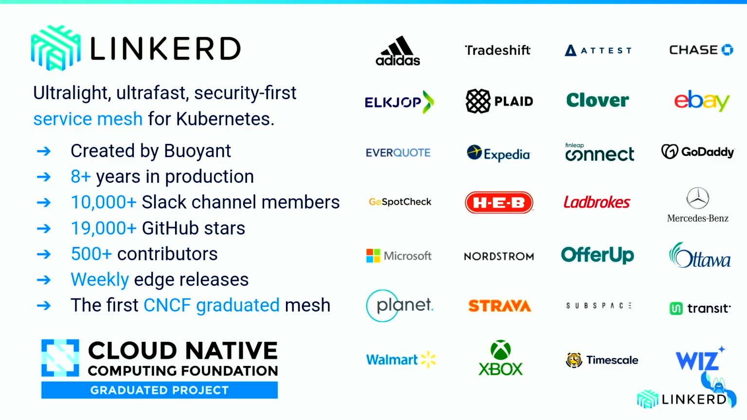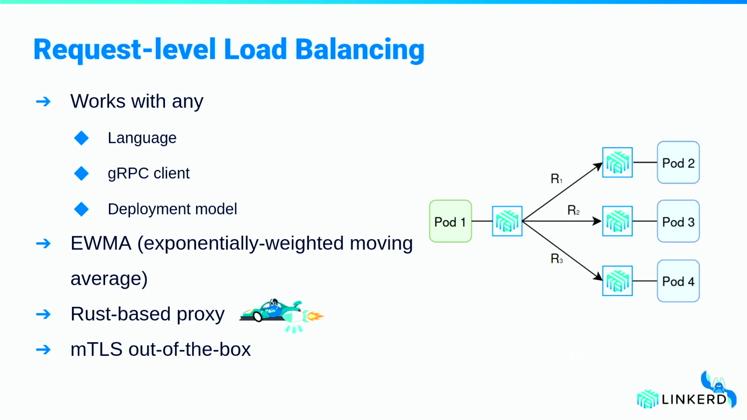And how does Linkerd solve our issue? Linkerd uses a sidecar container, so it places another container next to each of your pods, and all of the network traffic is going to flow through this proxy. The proxy is the one that's going to maintain the connection pool and load balance requests. Linkerd works with any language, any gRPC client, any deployment model. You just deploy it beside your application container, and it just works, I swear.